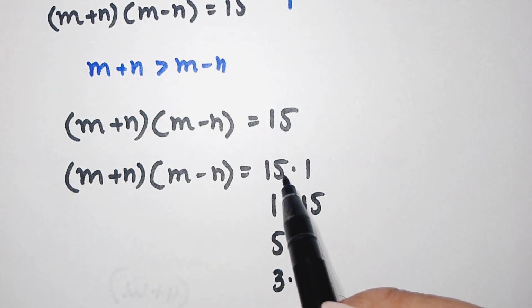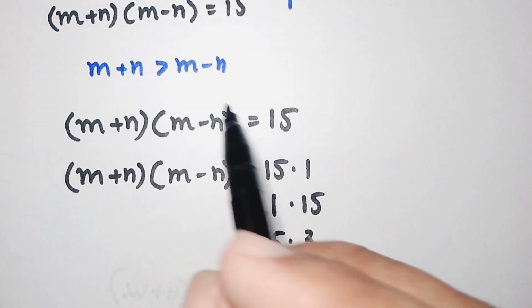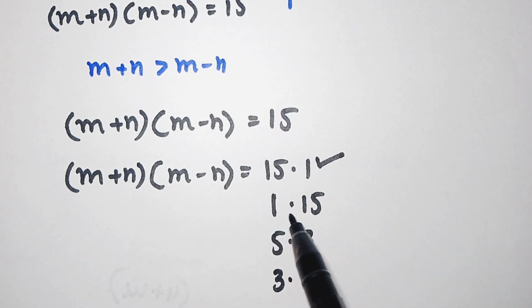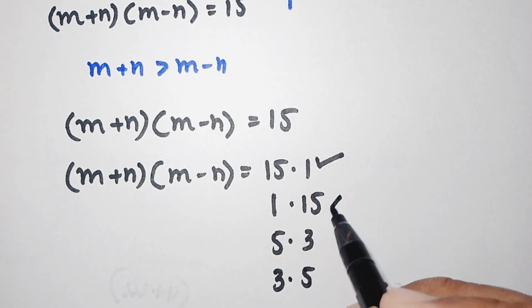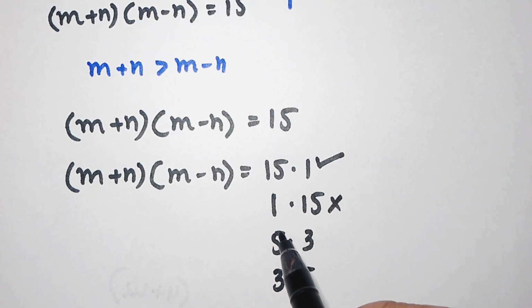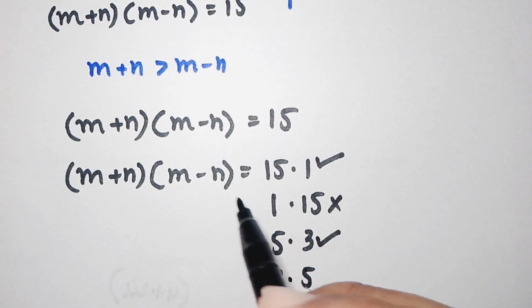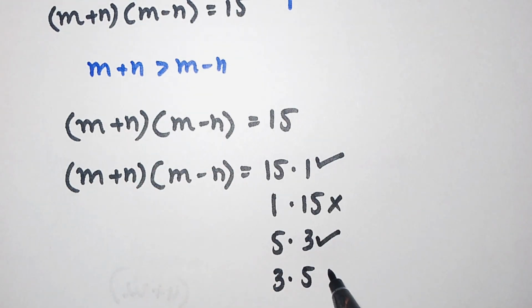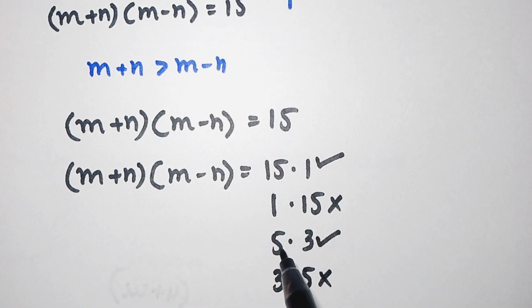So in this case the first number is greater, so this obeys the rule, so this is possible. In this case the first number is smaller, so it does not obey this rule, so this is not possible. And here the first number is greater, which obeys the rule, so this is possible. And here the first number is smaller, which does not obey the rule, so this is not possible. So here we consider these two cases, 15 times 1 and 5 times 3. So we obtain two cases.